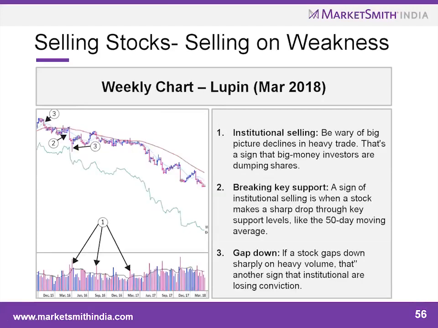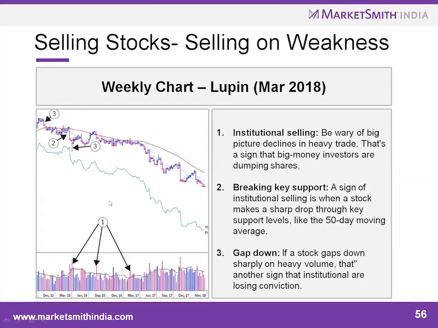Again, a case of a failed breakout. Just see, the stock is selling off on above average volumes. There is a lot of above average volume selling, more than above average volume buying. So from here the stock fell. Institutional selling is a sign of weakness.